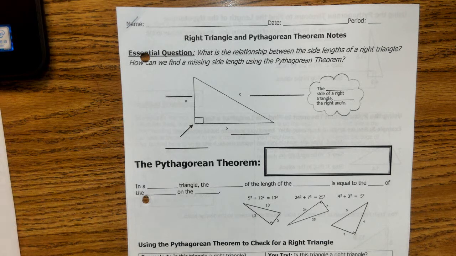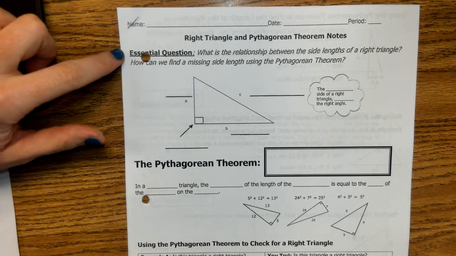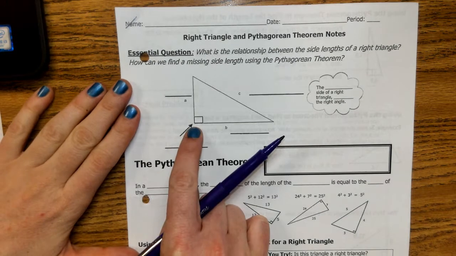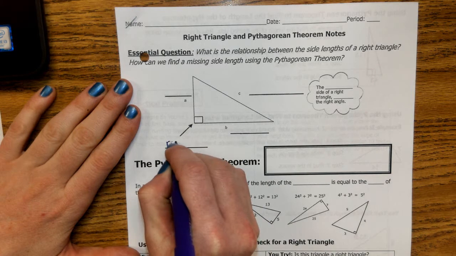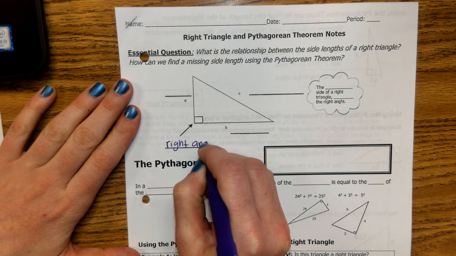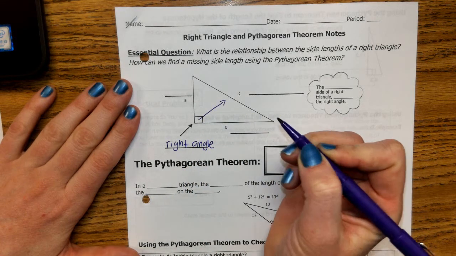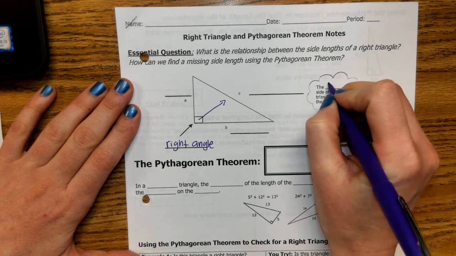Alright, so our essential question for today is: what is the relationship between the side lengths of a right triangle, and how can we find a missing side length using the Pythagorean Theorem? The Pythagorean Theorem is used only on right triangles, and it's used to find a missing side length. You know you have a right triangle when you have a right angle. If you look directly across from the right angle, that is always your longest side.